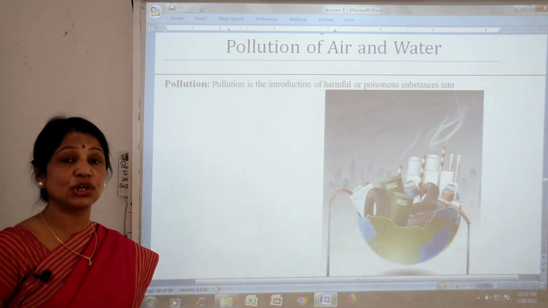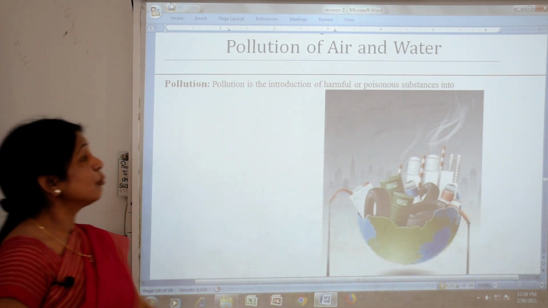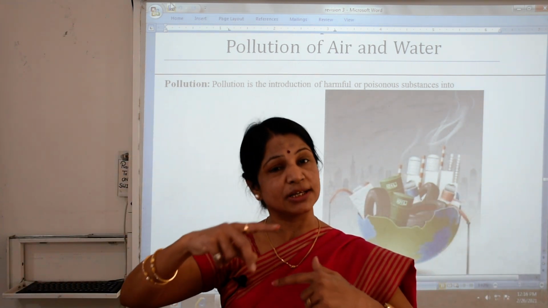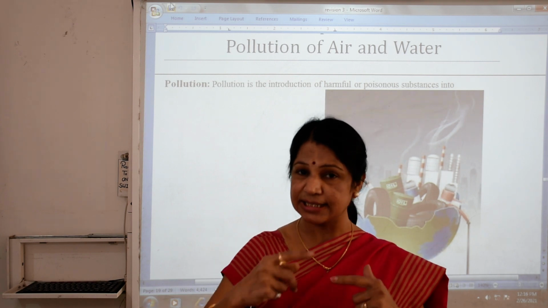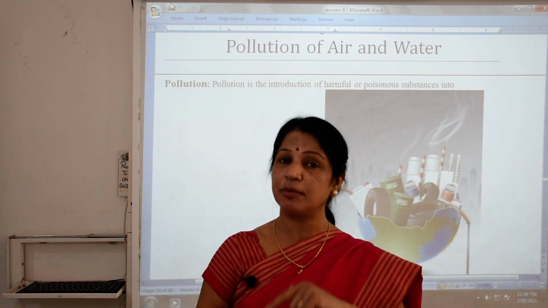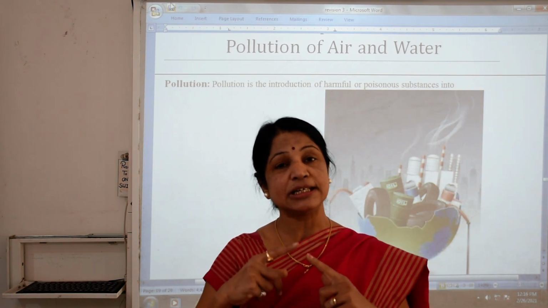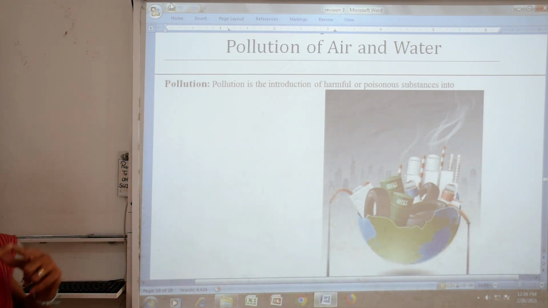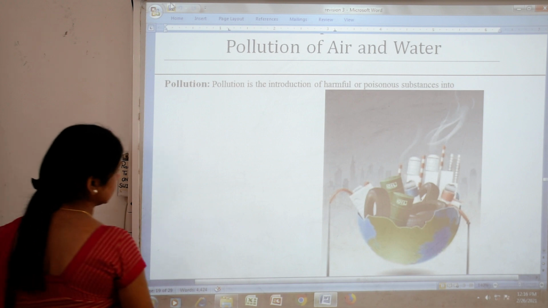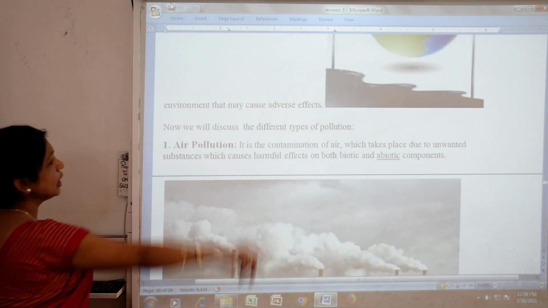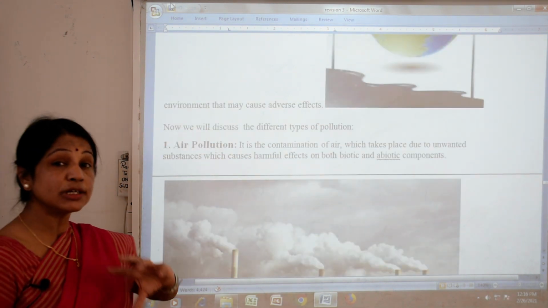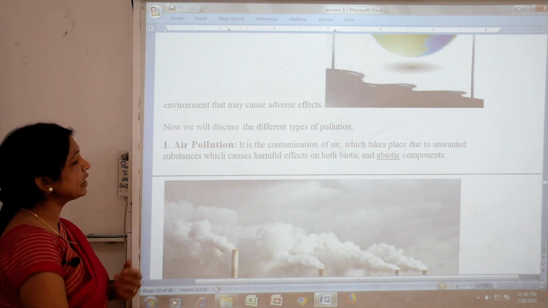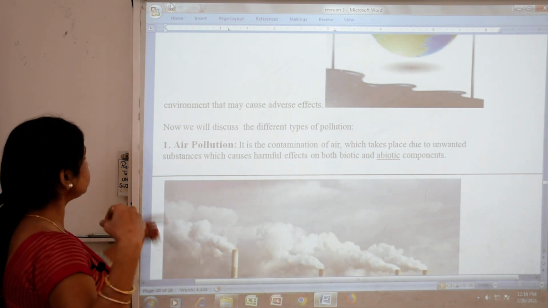Let me give you the introduction to pollution. It means the introduction of various poisonous gases that mix into the air, or it may be into the water, and then create pollution due to the various types of pollutants. So now further we are going to see the environment that may cause adverse effects. Now we will discuss the different types of pollution.